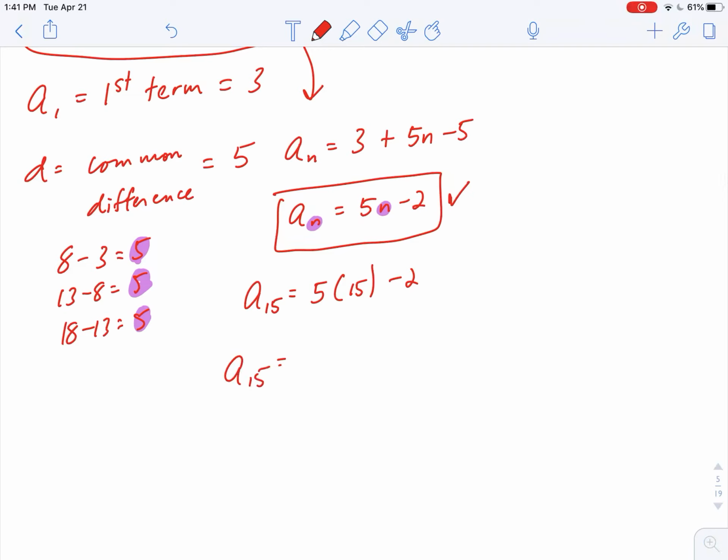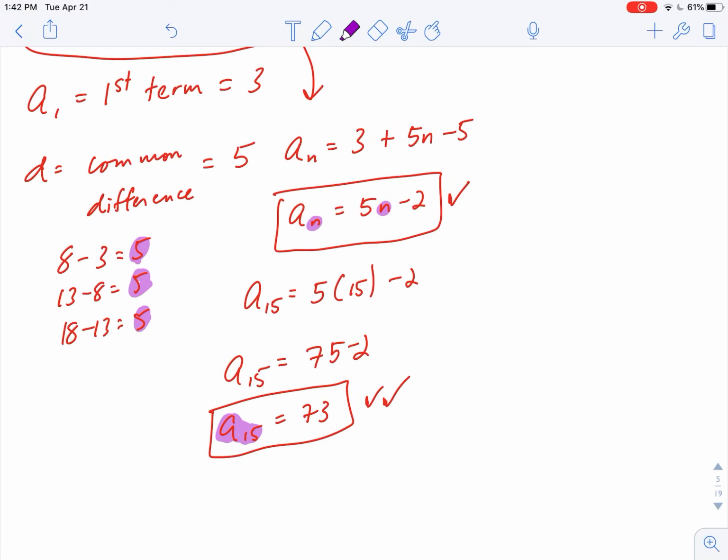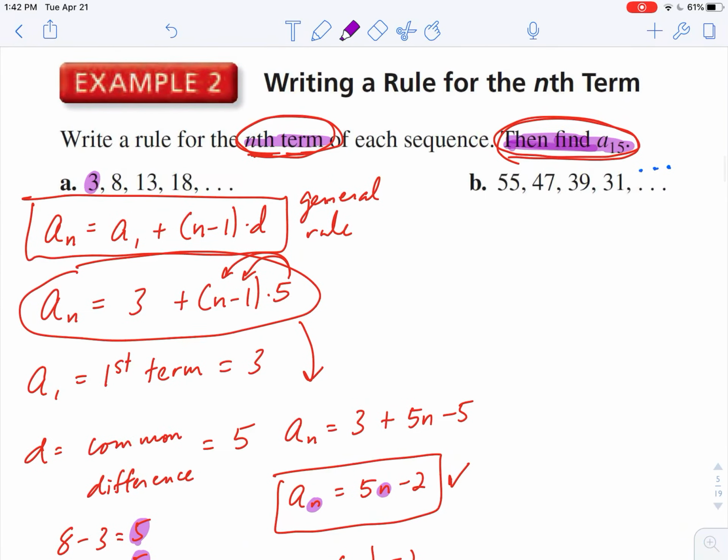So the 15th term is found by taking 75 minus 2. So the 15th term then must be this number 73. That is the second thing they asked us to do, which is to find the 15th term. And that's what they asked for up here, the 15th term. Okay, now we're going to do this again, but we're going to do this for problem B, or example B.